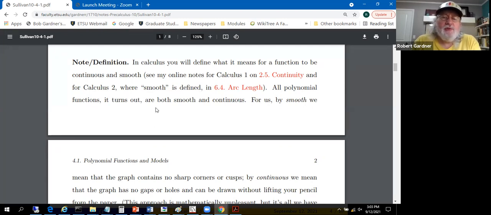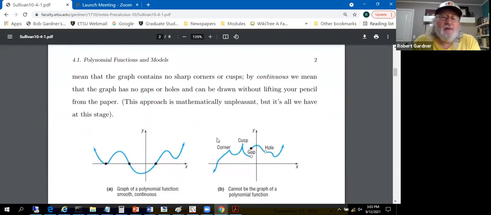All polynomial functions, it turns out, are smooth and continuous. For us, that is in here, by smooth, we mean that the graph contains no sharp corners or cusps. By continuous, we mean that the graph has no gaps or holes and can be drawn without lifting your pencil from the paper. This bugs me because that's not what these ideas are in any rigorous way. It's all we've got, so that's the way we'll have to approach it. It's informal and intuitive, but we'll muddle through with that. In Calculus 1 and Calculus 2, you'll formally define these things using calculus.